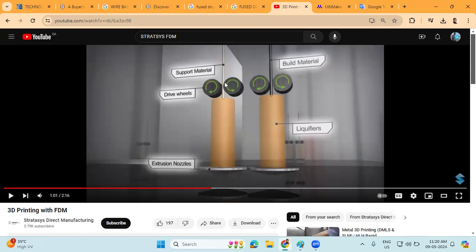The material is placed above the pinch roller where it experiences tension, while below the roller it experiences compression. So here, above the pinch roller, tension, and below the pinch roller, it experiences compression. This mechanism ensures a constant and uninterrupted supply of material to the nozzle.